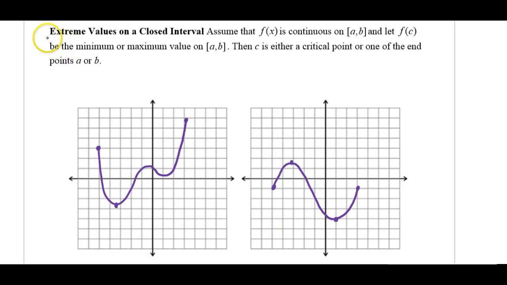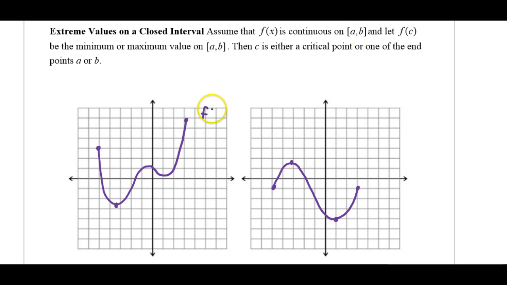Alright, so the goal for the rest of the section is going to be to try to find extreme values on a closed interval. So assume that f of x is continuous on the closed interval from a to b, and let f of c be the minimum or maximum value on a to b. Then c is either a critical point or one of the endpoints a or b. So what this little theorem is telling us is that the maximum and minimum values have to occur at either critical points or endpoints on a continuous closed interval.